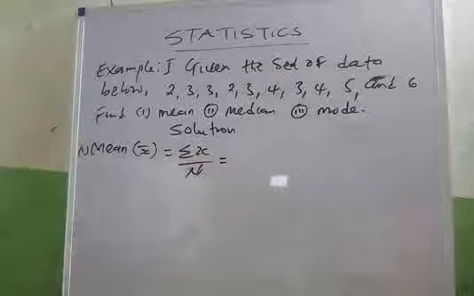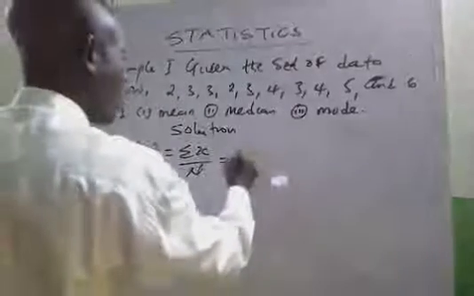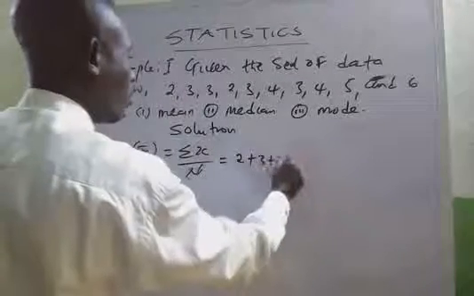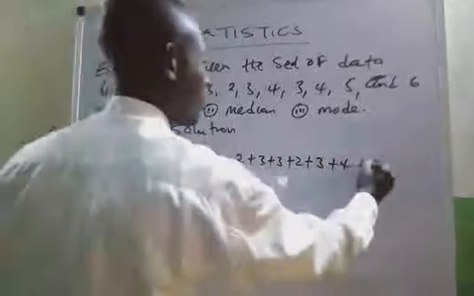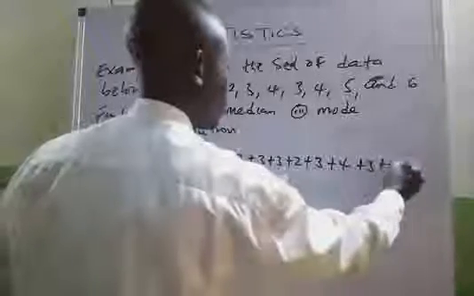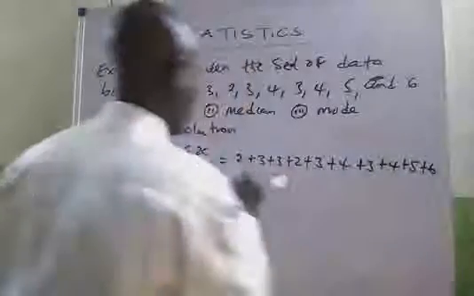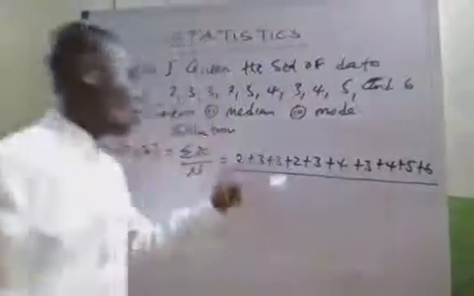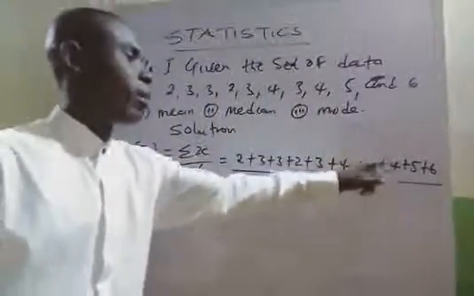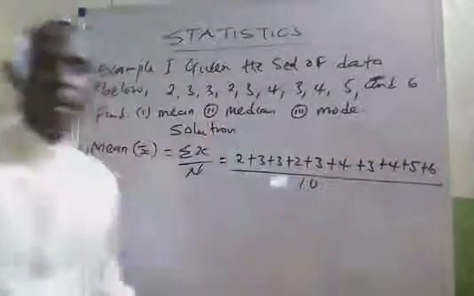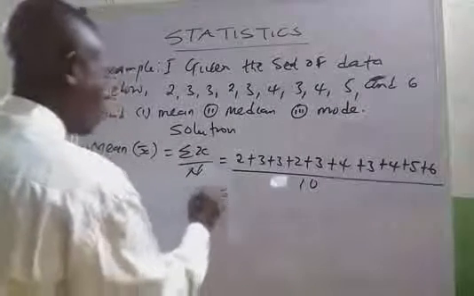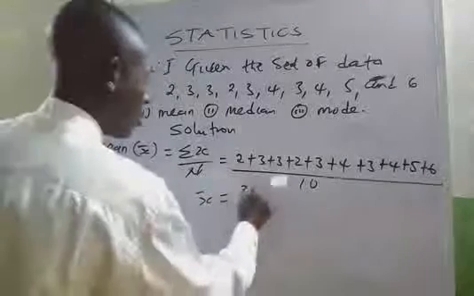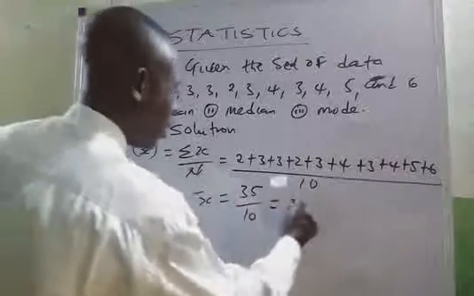To get the mean, you add everything together. So I have 2 plus 3 plus 3 plus 2 plus 3 plus 4 plus 3 plus 4 plus 5 plus 6. What is the total number? 1, 2, 3, 4, 5, 6, 7, 8, 9, 10. That's divided by 10. If you add that together, x-bar will be equal to 35 over 10, and that's 3.5.